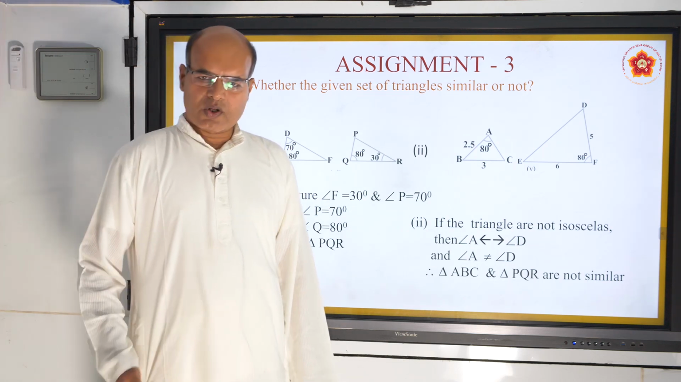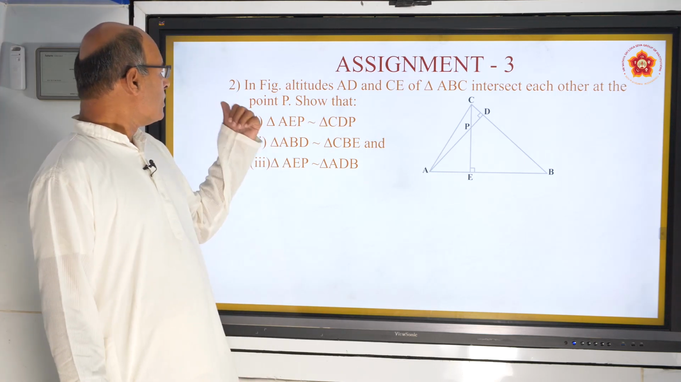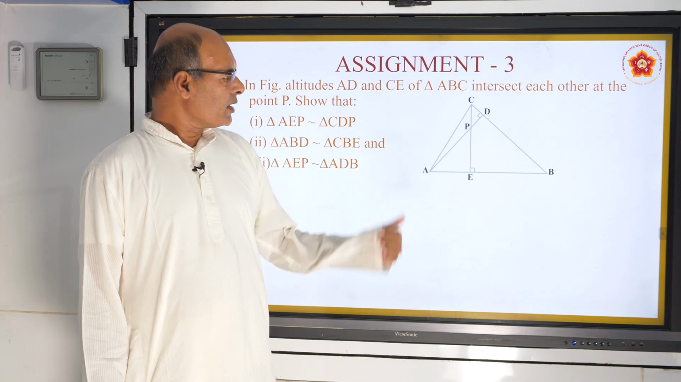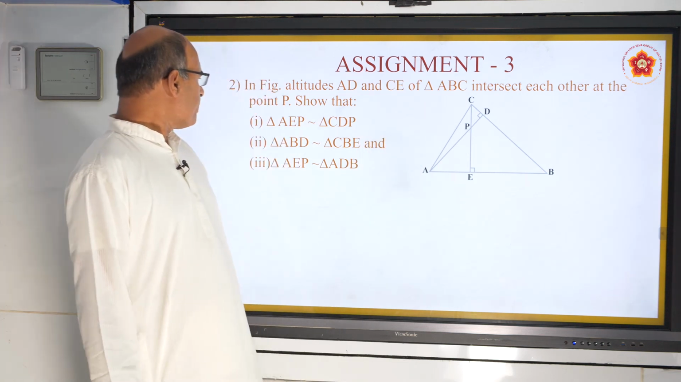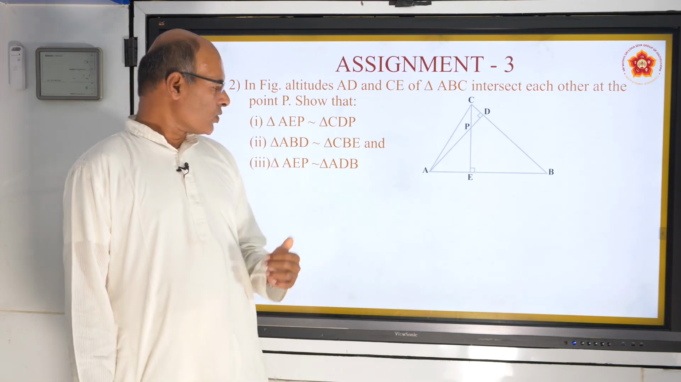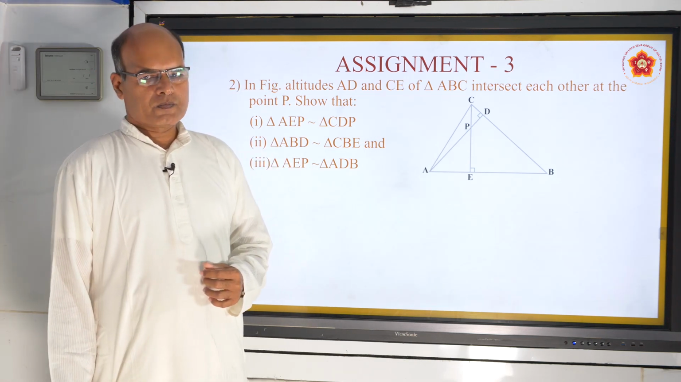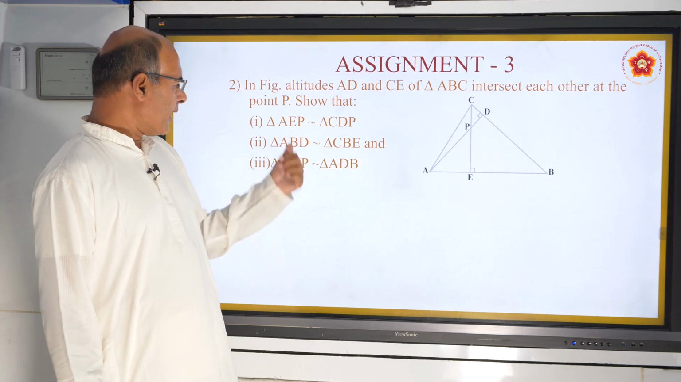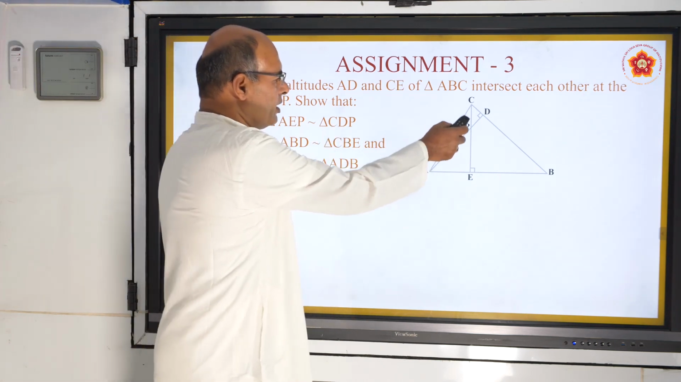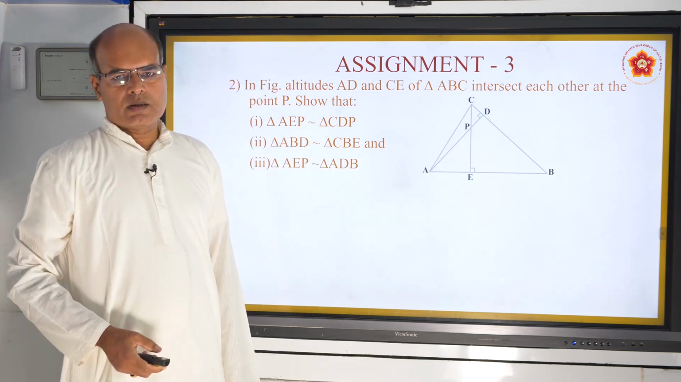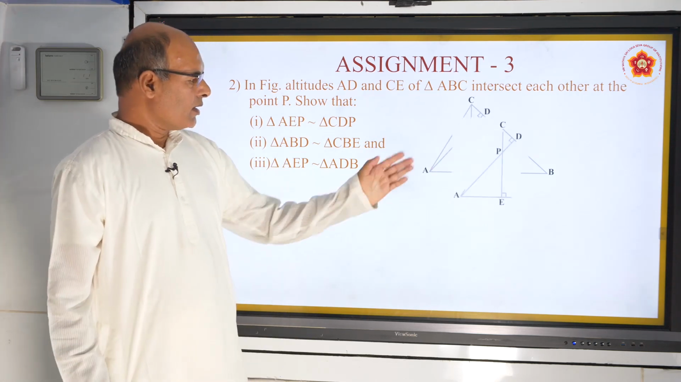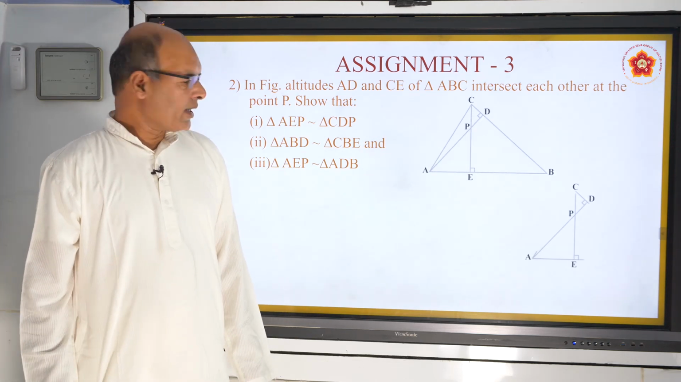Now go to the next question. In the figure, altitudes AD and CE of triangle ABC intersect each other at point P. Show that three sets of triangles are similar. Look at the first question. Triangle AEP is here, and triangle CDP, these two small triangles. So we can take out those triangles and draw them separately.